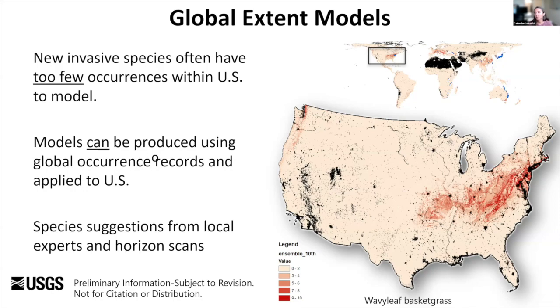And so we'll be making models using a global extent for some of these species, and then incorporating those maps into INHABIT to think about early detection and the prevention of establishment of species that aren't here yet but might be problematic.